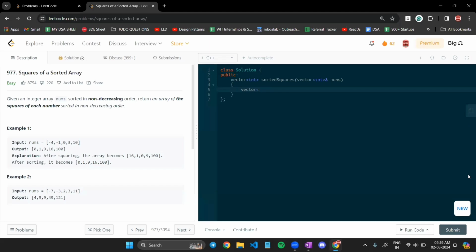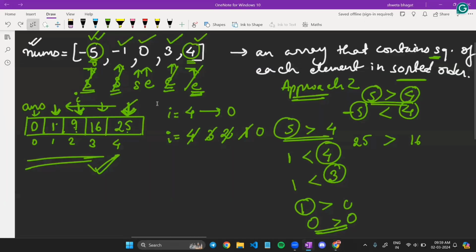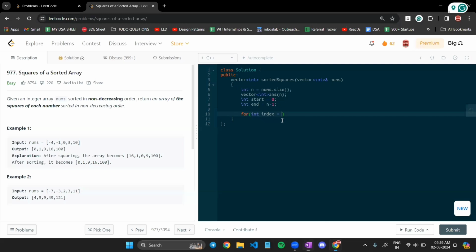First of all, we'll initialize an answer vector and it will have a size of nums.size. So here it would be of size n. Let's take 2 pointers, start and end. Start would be initially 0 and end would be initially n minus 1, that is nums.size minus 1. And then we'll have a loop which will start. Here you can see that this loop was starting from the nums.size to 0th index. So it would be index = n minus 1, index greater than or equal to 0, index minus minus.